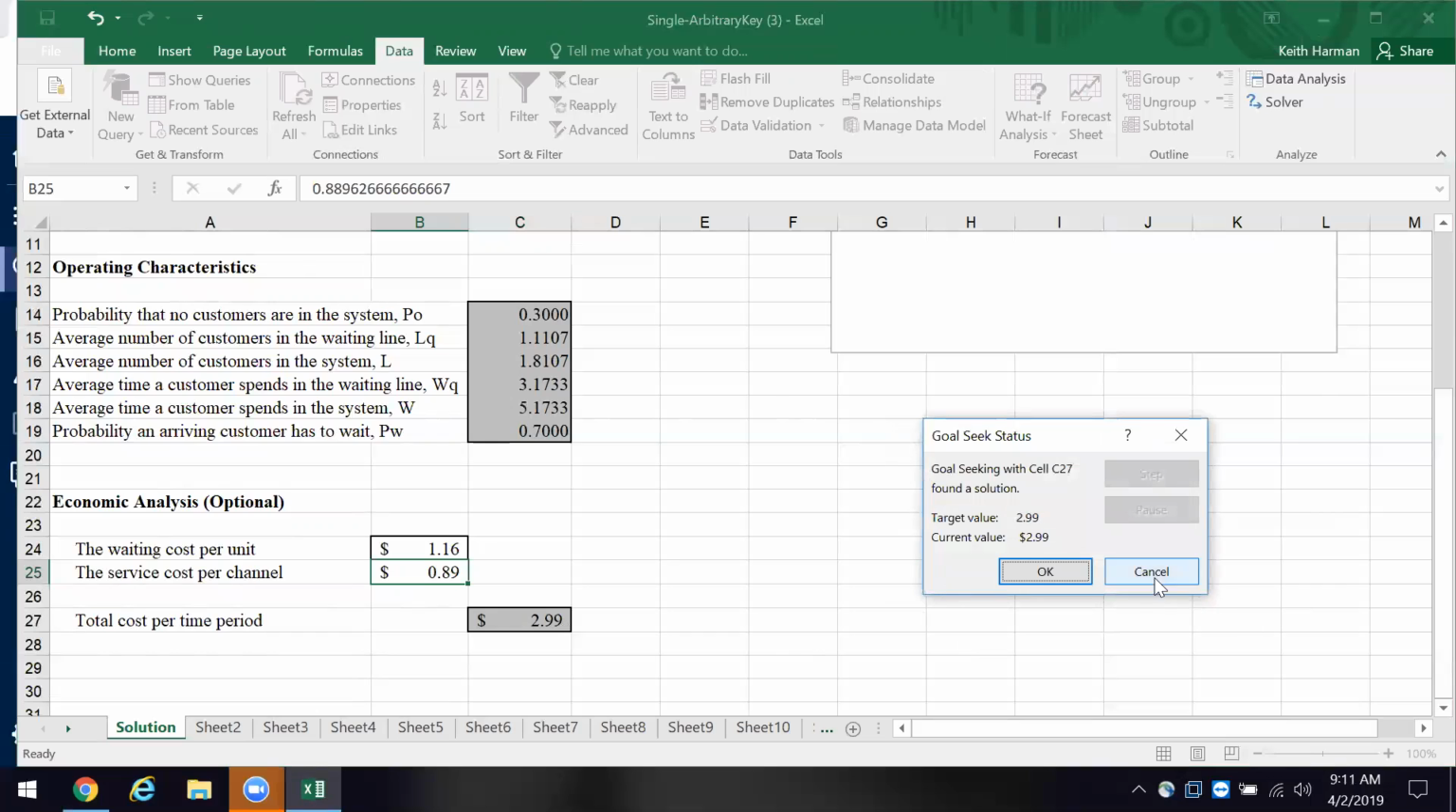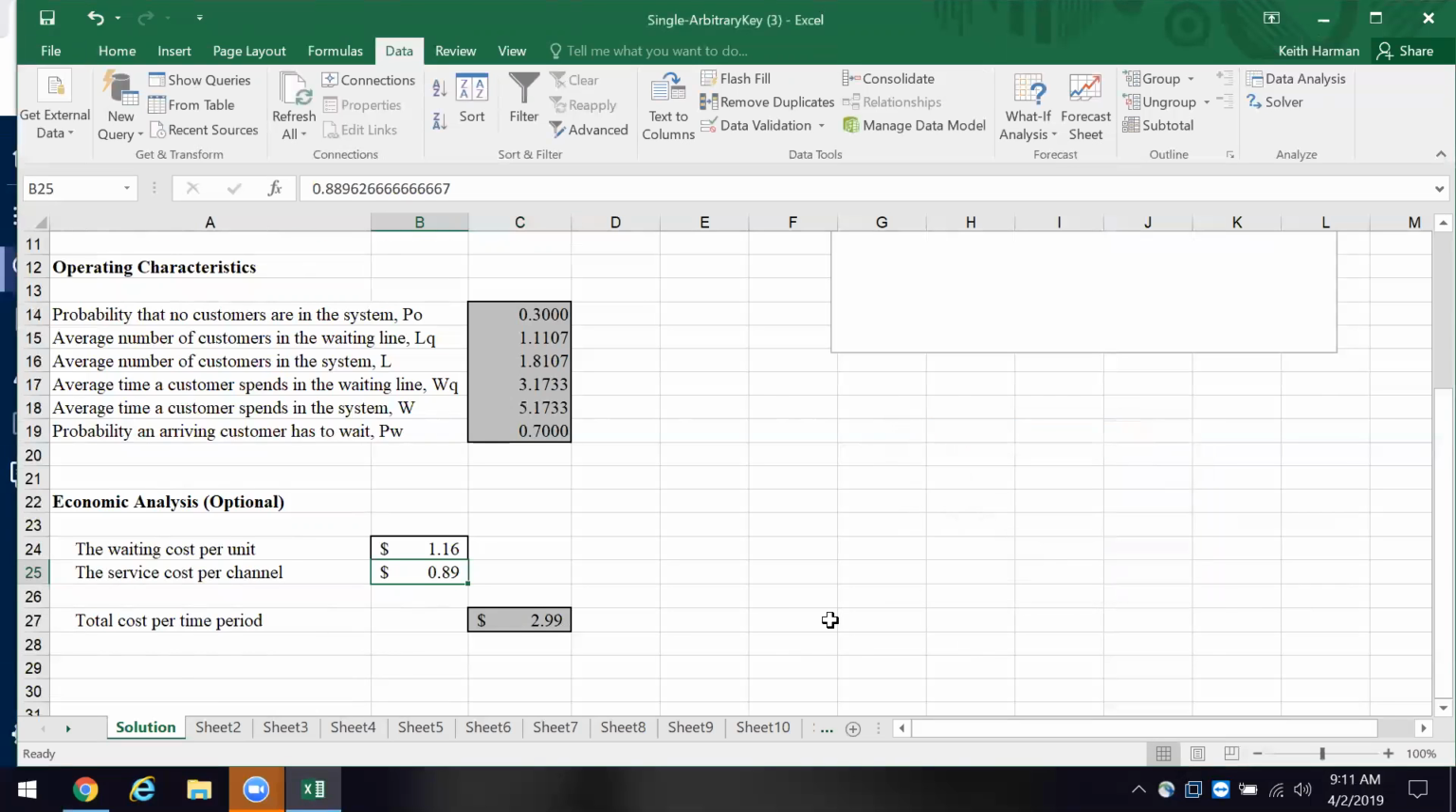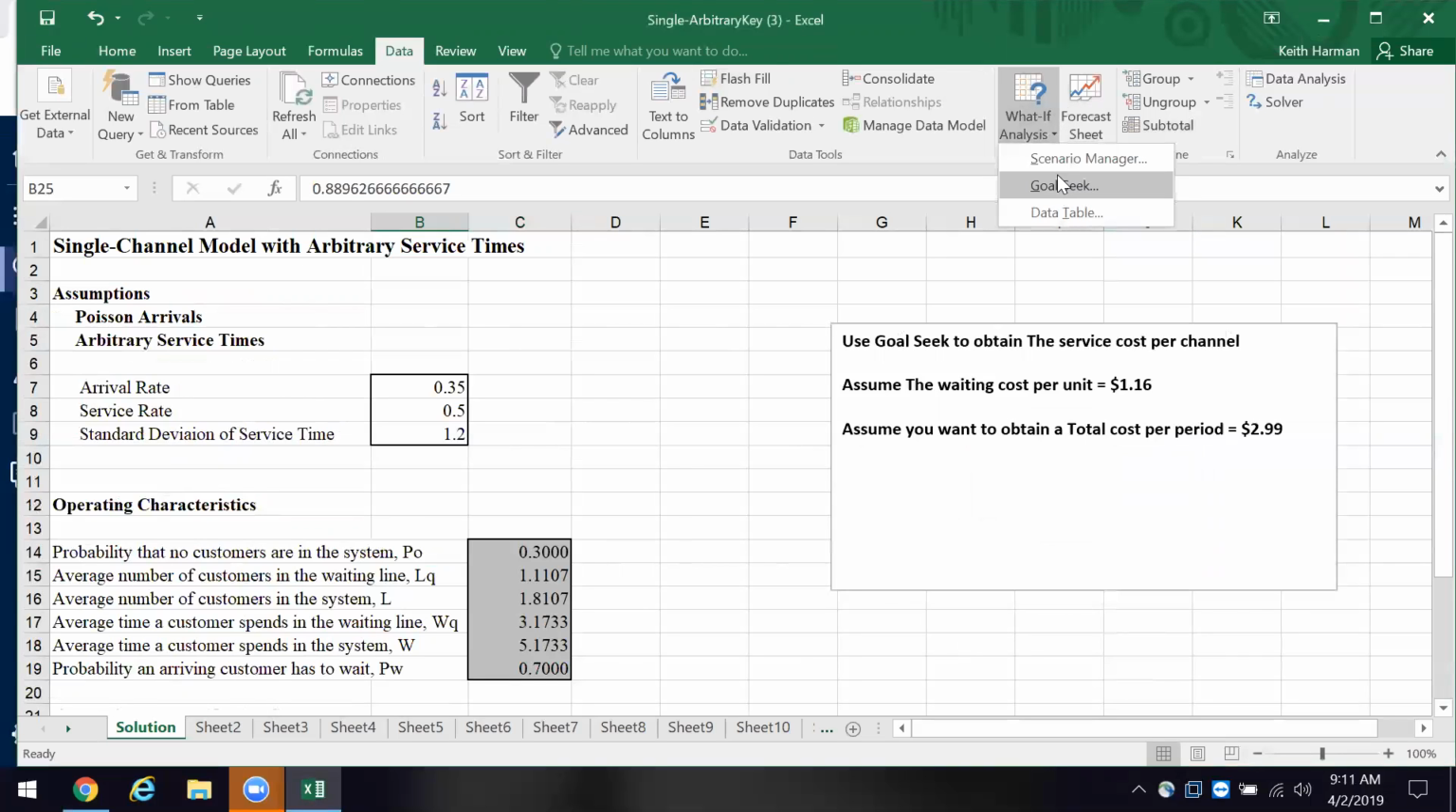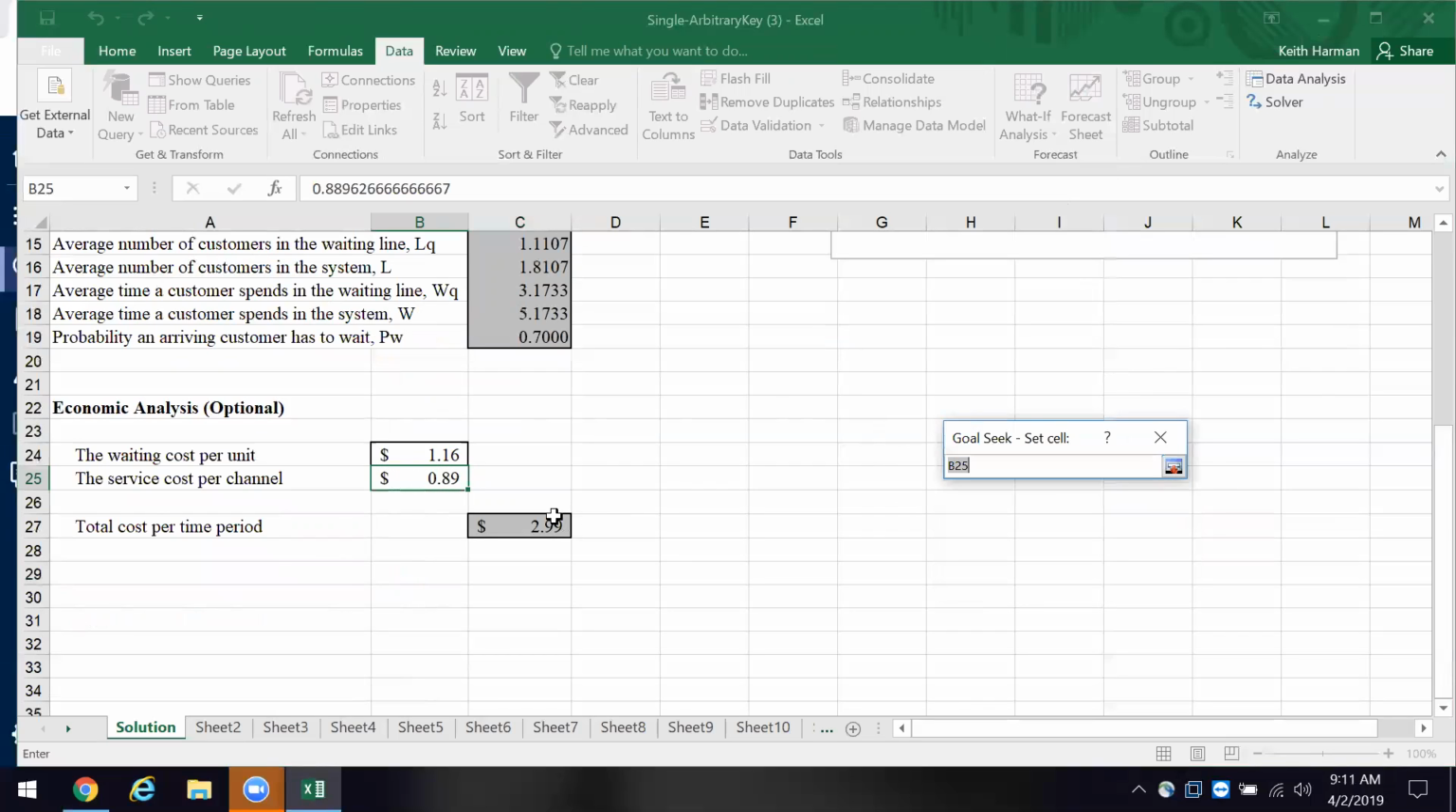Now let's say, for example, that I wanted to make the total cost per time period less. Well, I can do that. I'm going to use the goal seek and set this cell, and I want to reduce it down to a lower total cost per time period. Now remember, one of the ways that we handle costs with queuing theory is we treat waiting time as a variable cost and service time as a fixed cost. And we end up then with the total cost per period. So I'm going to make that $2.50.